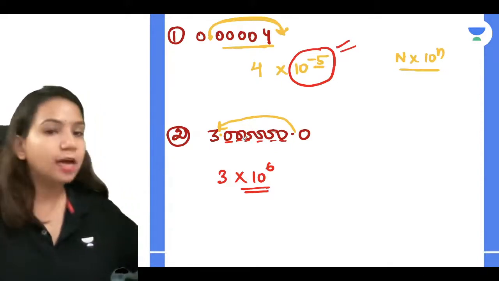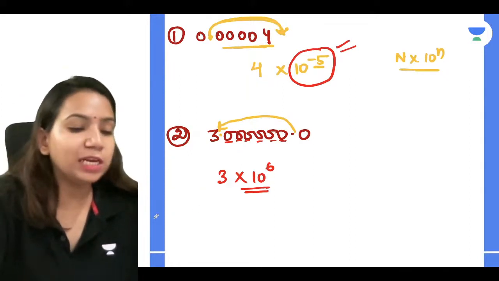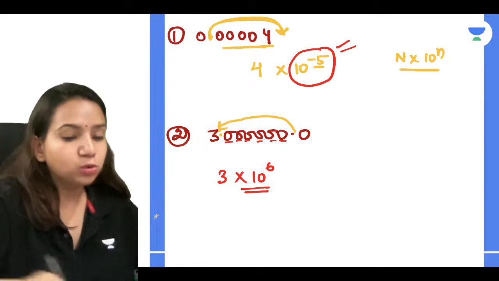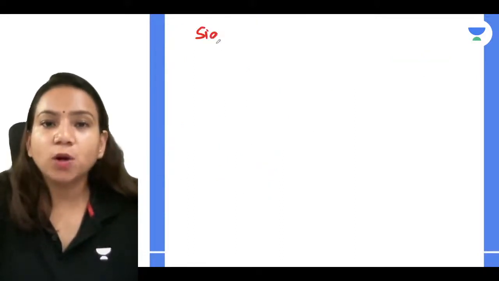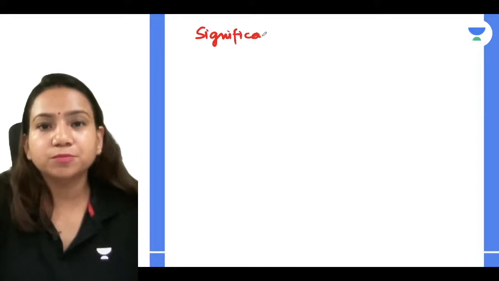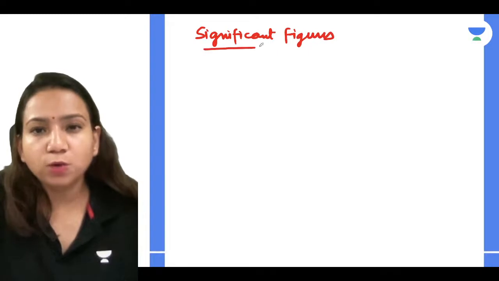Everyone, very good. Let's go to the next topic now, which is significant figures. Quickly, we'll be talking about all the rules. So significant figures, guys. What are significant figures? Today we'll be studying all the rules with 11, 12 examples.